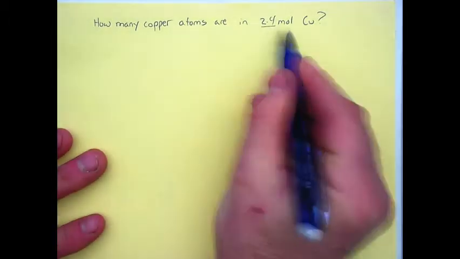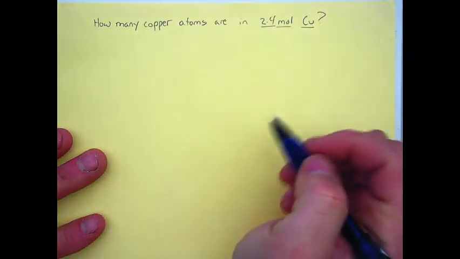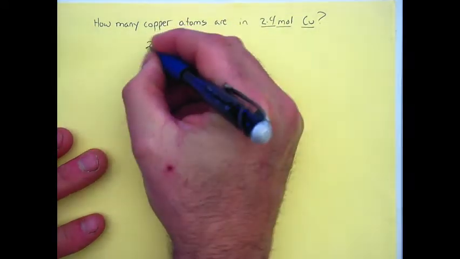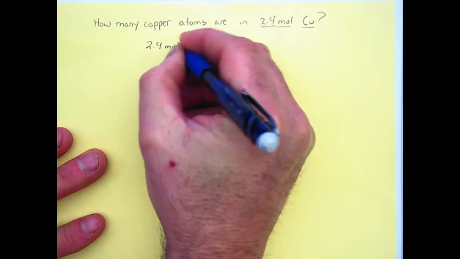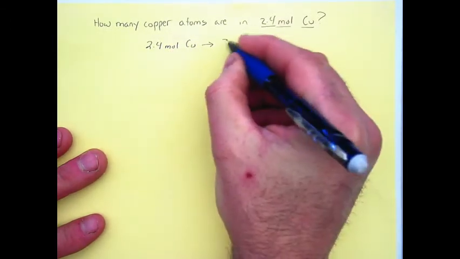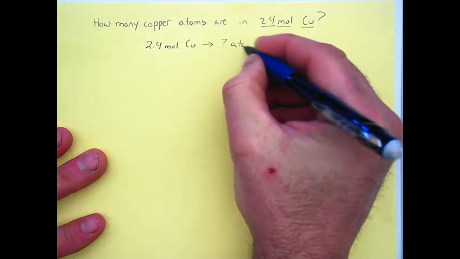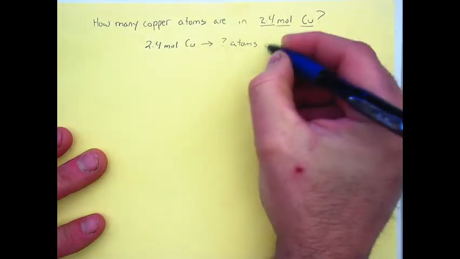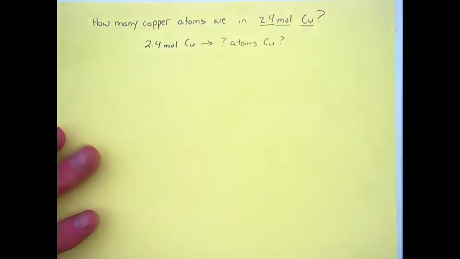The starting point is the number, unit, and identity given to you in the problem. So 2.4 moles of copper. And the question is, how many atoms, which is a type of particle, of copper are there?